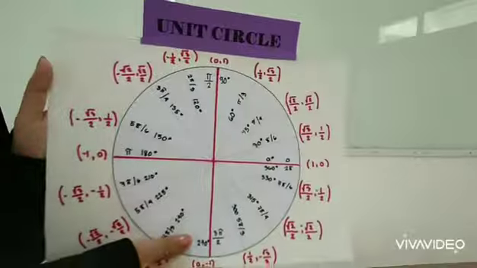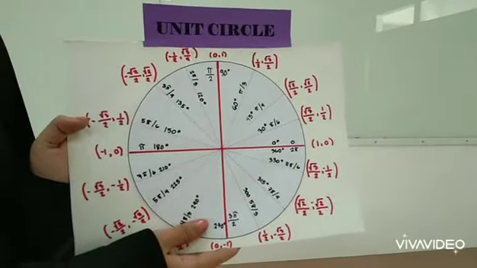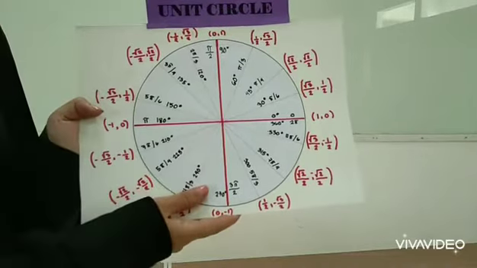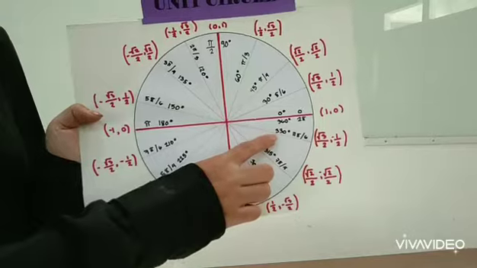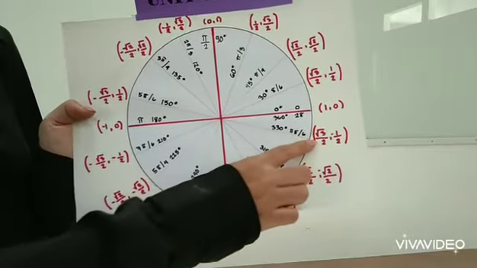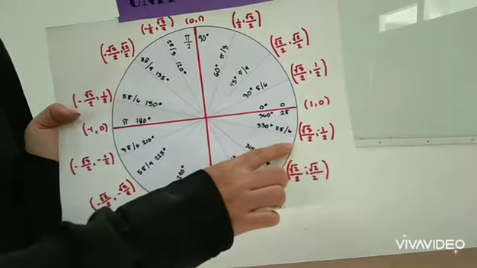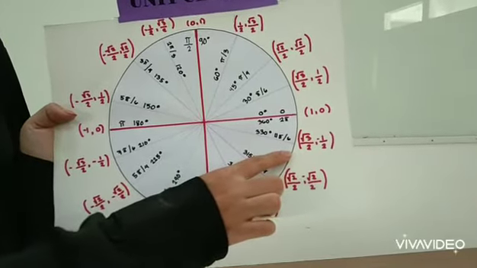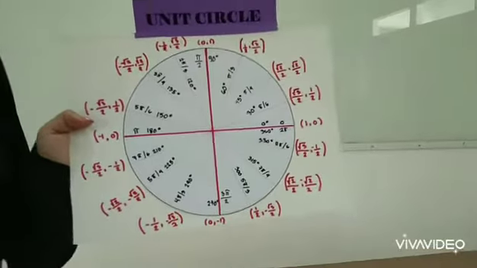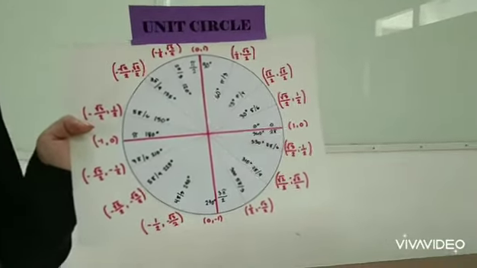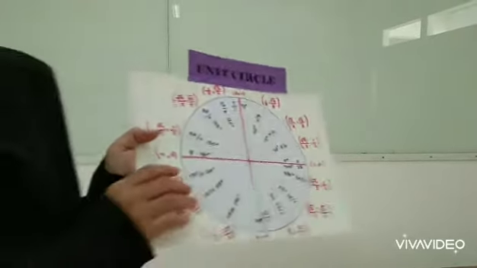If we are going to get the value of tangent, tangent is equal to y over x. For example, tangent 330 degrees. The corresponding coordinates are square root of 3 over 2 and negative 1/2. Since it is y over x, we will simply divide negative 1/2 over square root of 3 over 2. In that way, we can already evaluate the value of tangent theta.